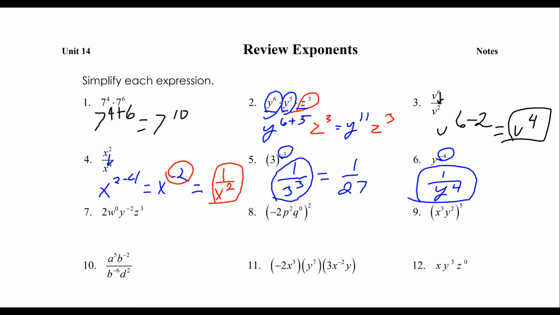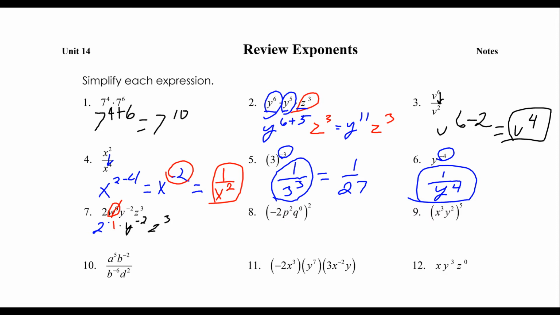Now, number 7. If we look at number 7, there's kind of a mismatch of things here. The first thing I notice is the w, w to the 0. Anything to the 0 power, if you remember correctly, is 1. So we can go ahead and get rid of that and replace it with a 1. So that's going to be 2 times 1 times y to the negative 2, z to the 3rd.